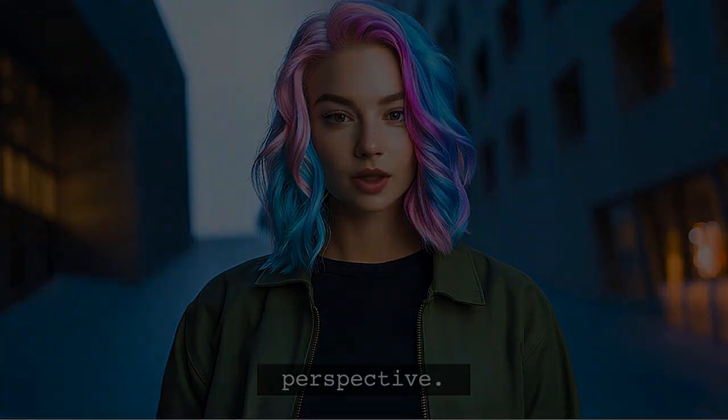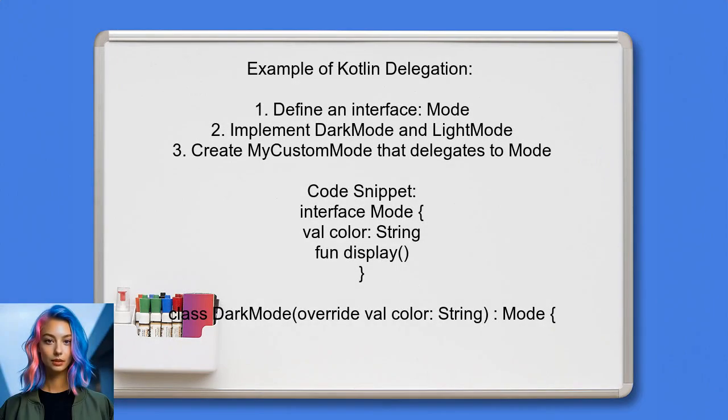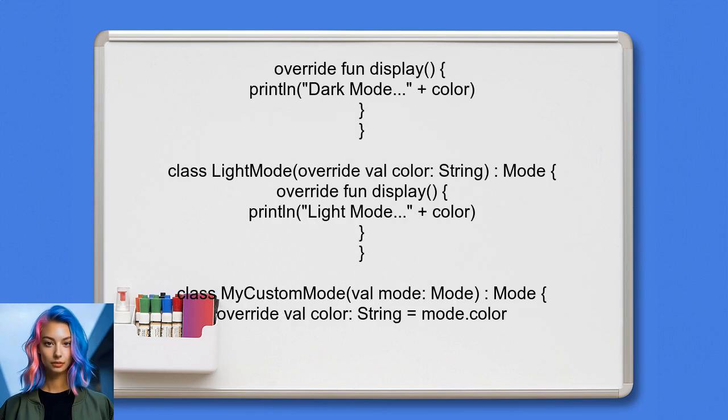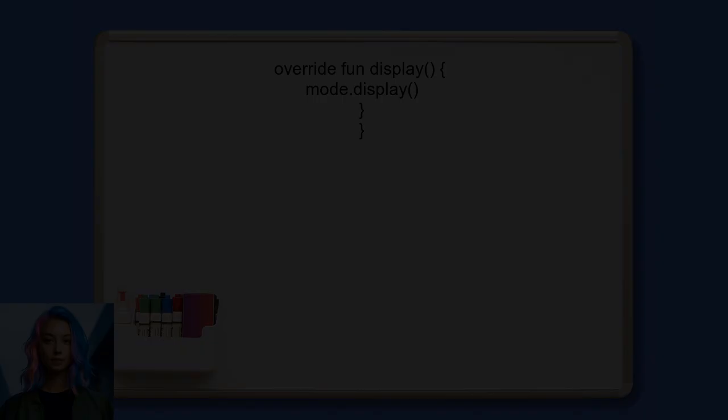Let's see another perspective. This user provides an example to illustrate the usefulness of Kotlin delegation. They define an interface called mode with a color property and a display function. Two classes, dark mode and light mode, implement this interface. A custom class, myCustomMode, takes a mode object and delegates the display function to it. This allows myCustomMode to reuse the display functionality of both dark mode and light mode seamlessly.